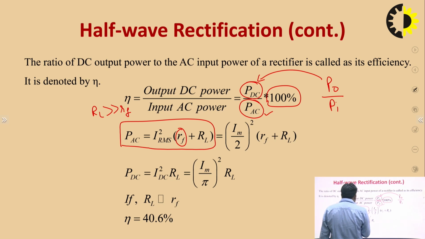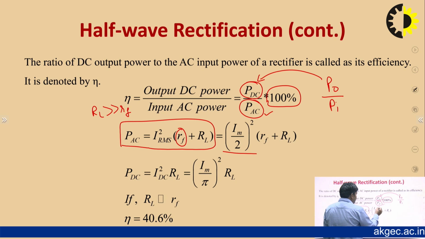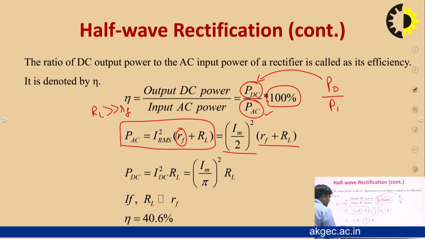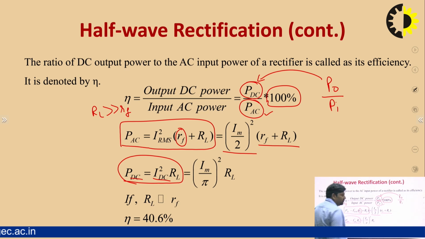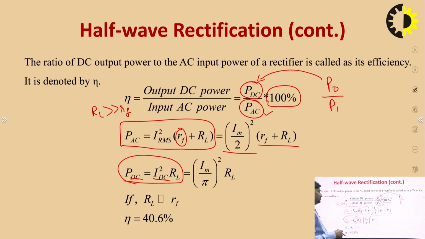So, what is the value of PAC? IRMS for a half wave rectifier circuit is Im by 2, so PAC is Im by 2 whole square into (RF plus RL). What is the PDC? PDC is calculated as IDC whole square into RL, because this is a DC current. IDC is the average current, which is Im upon pi, where Im is the maximum current that flows in that particular circuit. So, PDC is Im by pi whole square into RL.